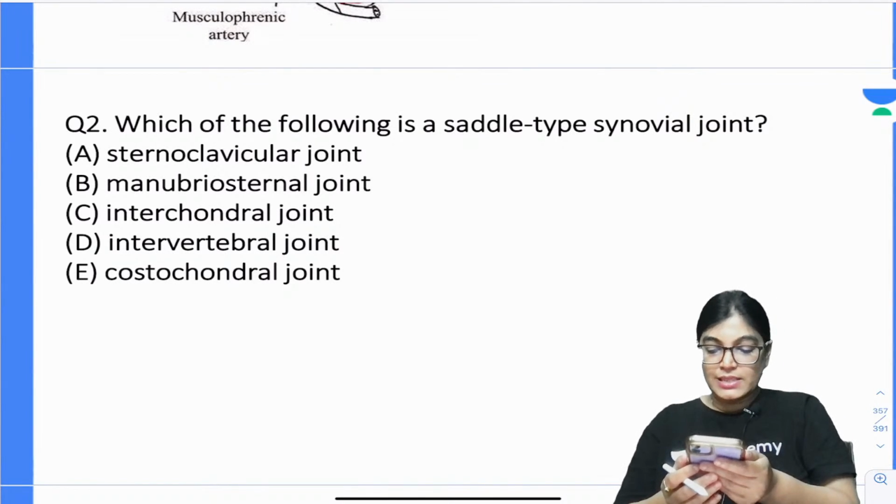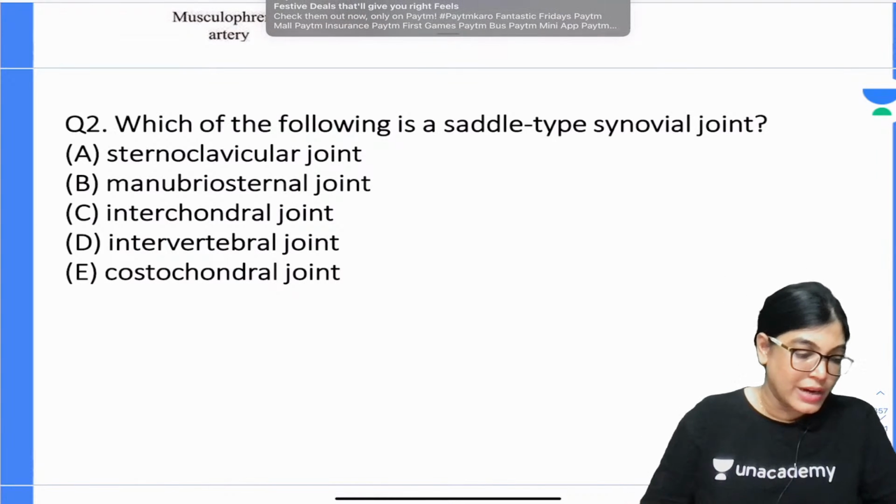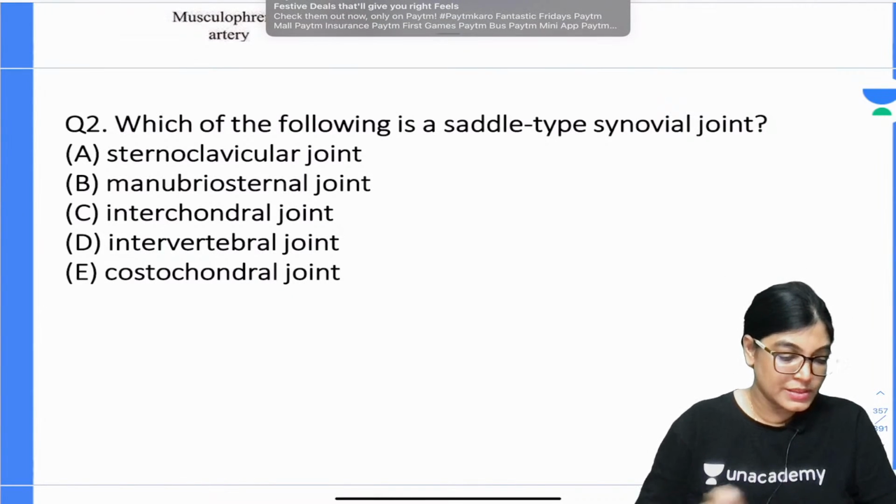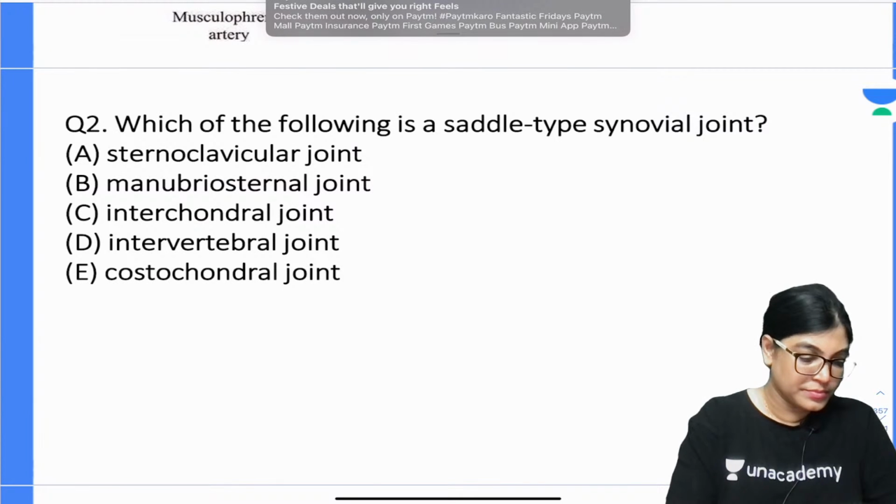Yes, you are absolutely right, Joseph. It's a branch from the first part of the subclavian artery. You are absolutely right. Yes, absolutely right, correct.